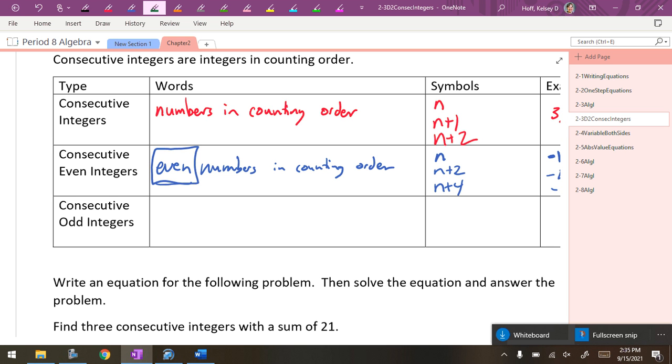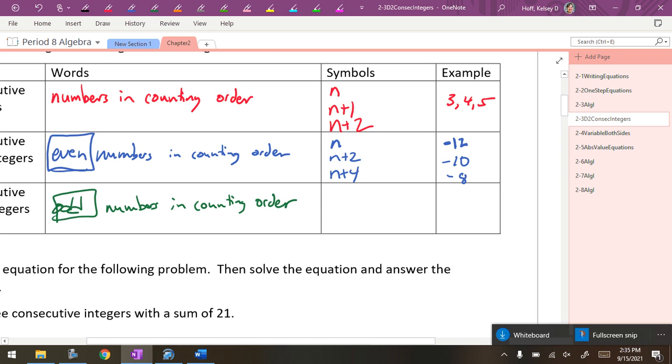Consecutive odd integers. I bet you can guess the words that I'm going to write down here. Odd numbers in counting order. Get it? Okay, just checking. 57. What's my next odd number? 59. Then 61. Okay? Guess where I'm going to start? N, because we always start with n. N's not a number, but it's just a letter that we chose.